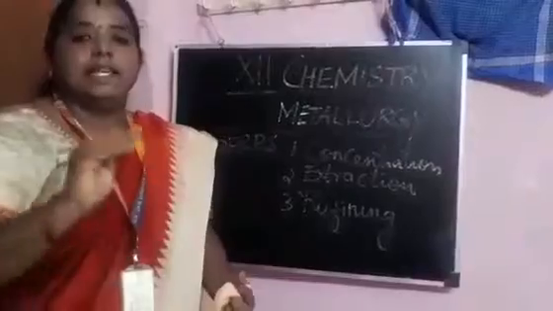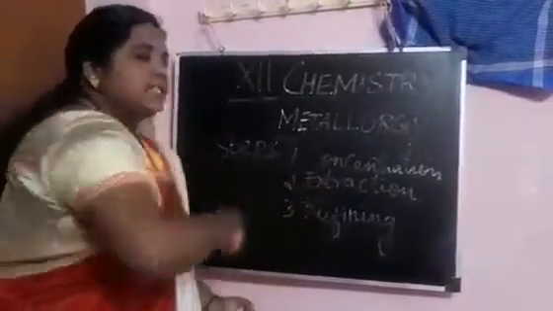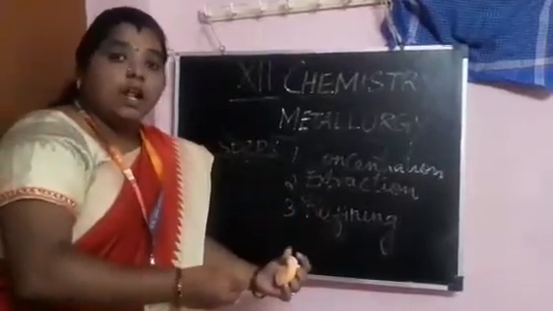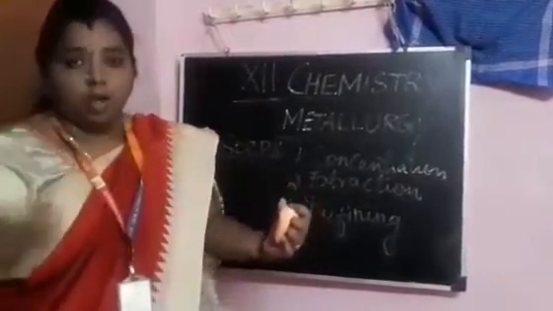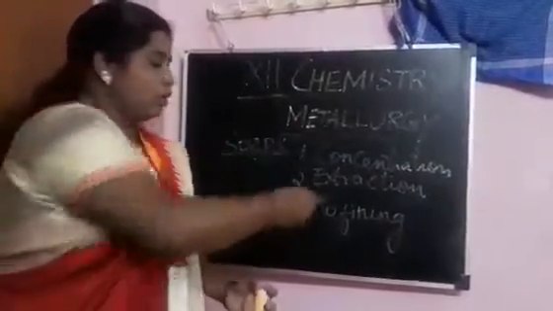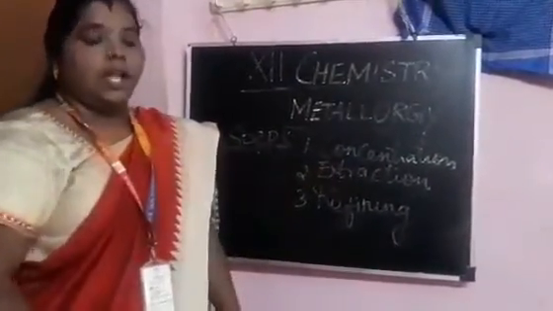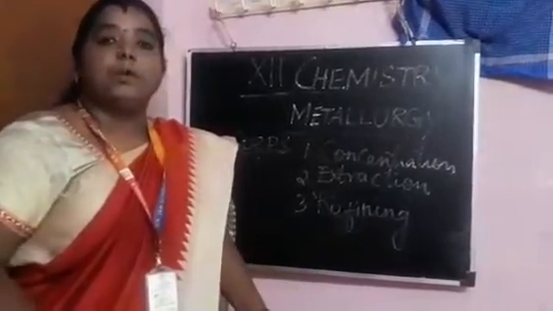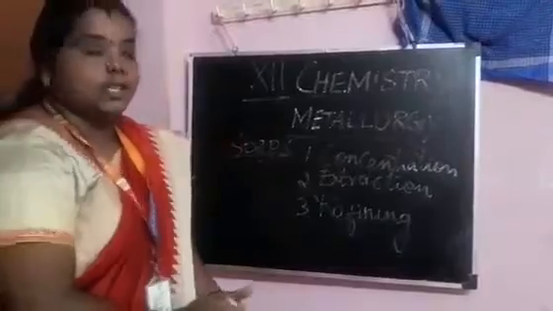First one is the concentration. In this step, we remove the earthy impurities alone. In the second step, the extraction, we convert the metal ores into metal oxides, then again the metal oxide into the metal. There are 2 steps in this extraction. And the third one is refining. In this refining step, we get the purest form of metal. These are the 3 steps.